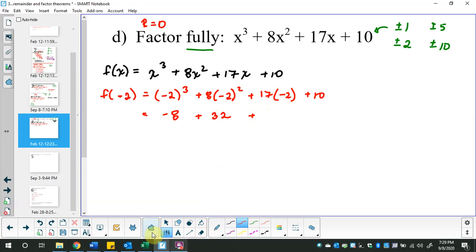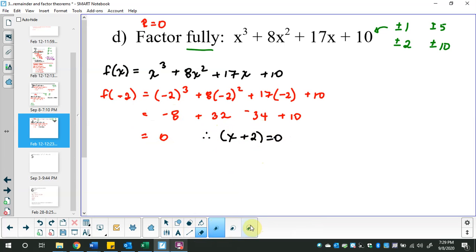Negative 34 plus 10. So here's 42 positives and 42 negatives. So I do end up with a 0. And that means that x plus 2 is equal to 0. So x plus 2 is one of the three potential factors.